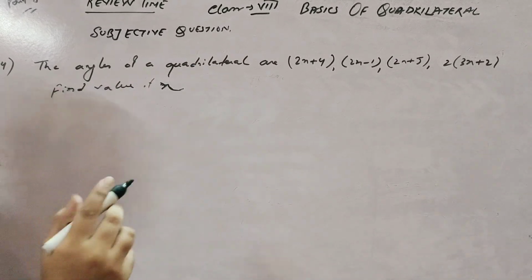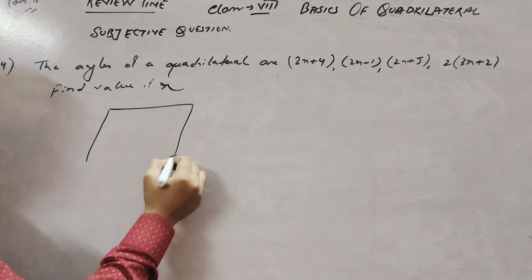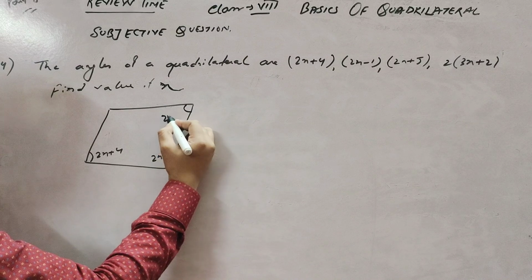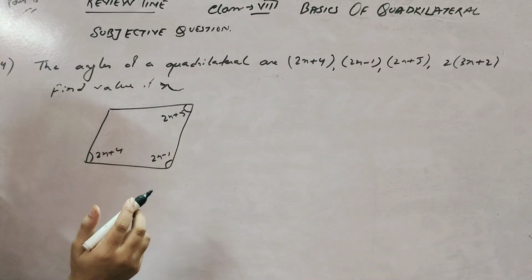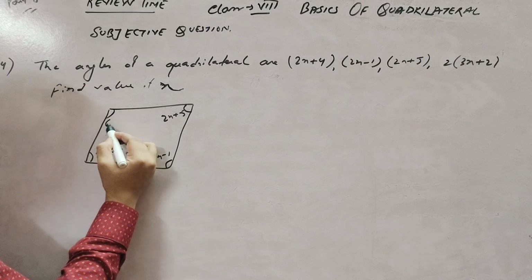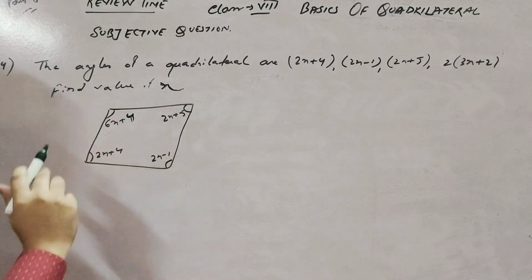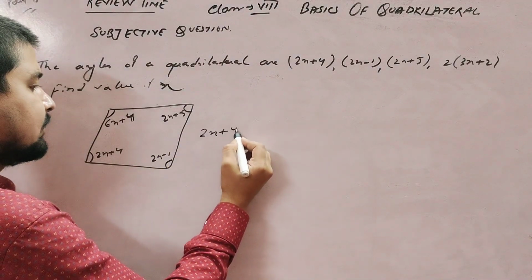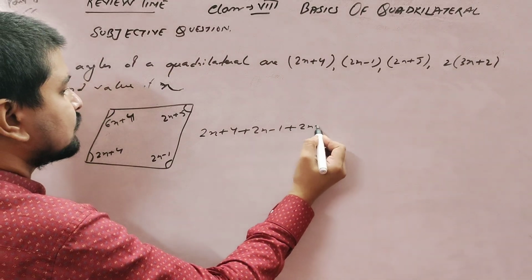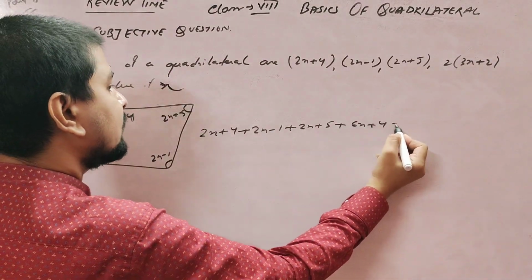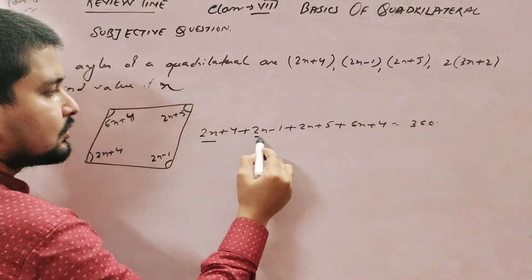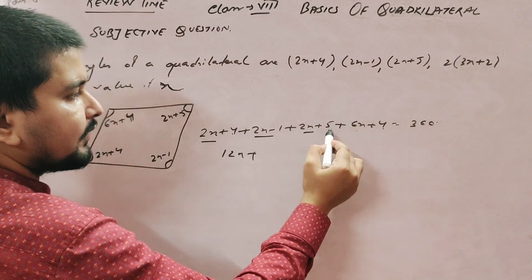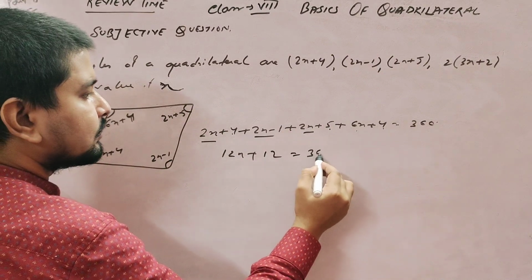So the angles of a quadrilateral. This is your quadrilateral. One is given 2x plus 4, another is 2x minus 1, another is 2x plus 5, and one is 2 bracket 3x plus 2. When you open the bracket, that is 6x plus 4. We know that the sum of all the interior angles of a quadrilateral is 360 degrees. So we write 2x plus 4 plus 2x minus 1 plus 2x plus 5 plus 6x plus 4 equals 360 degrees. 2x, 2x, 2x, 6, that is 12x, plus 4 plus 4 is 8, 8 and 5 is 13, 13 minus 1 is 12, equals 360 degrees.